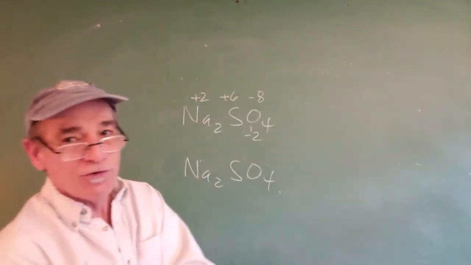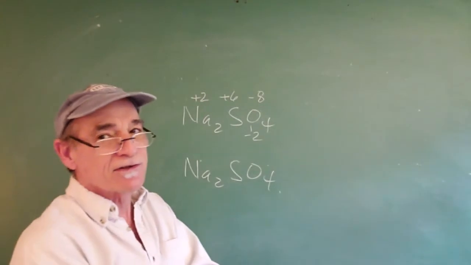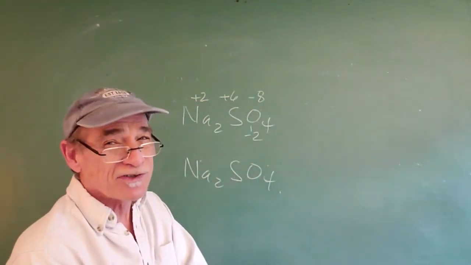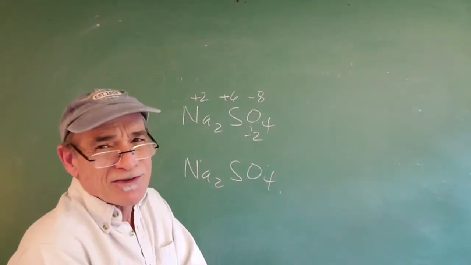Now think about this. Sulfur's in group 6. It's got 6 valence electrons. Normally, you'd think that it would try to gain some electrons, but it's in a compound with oxygens.